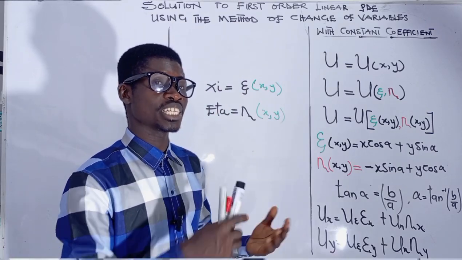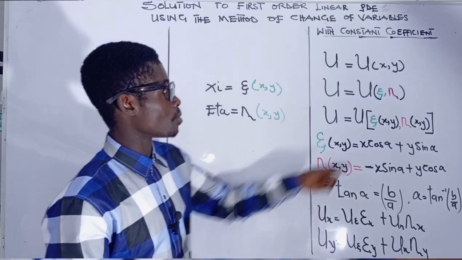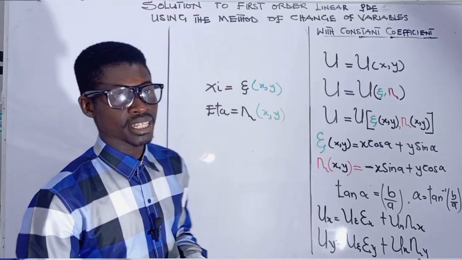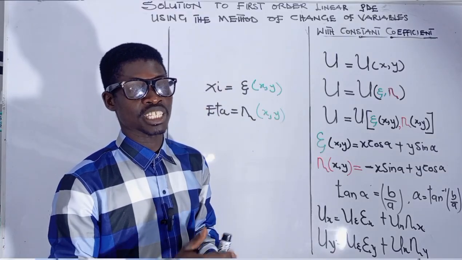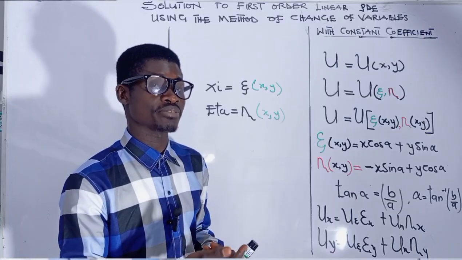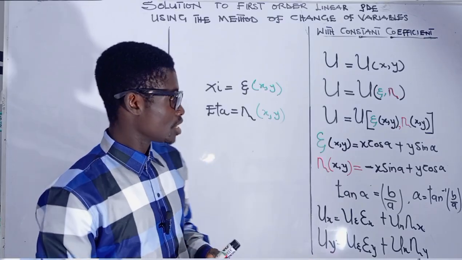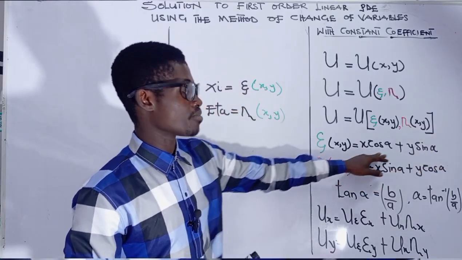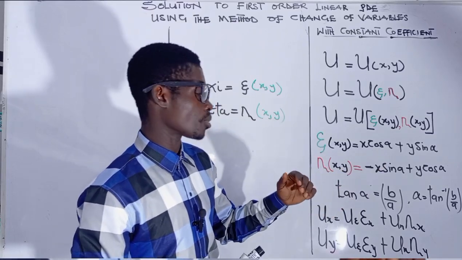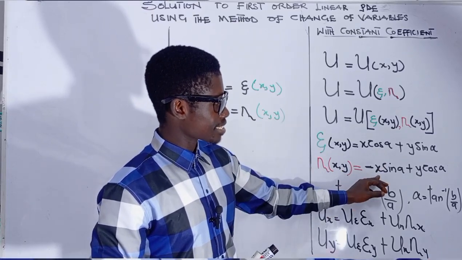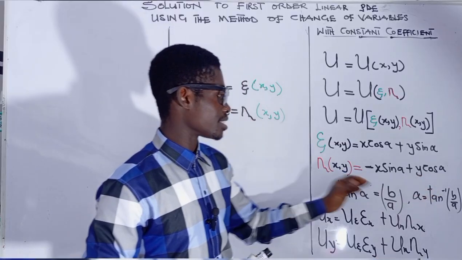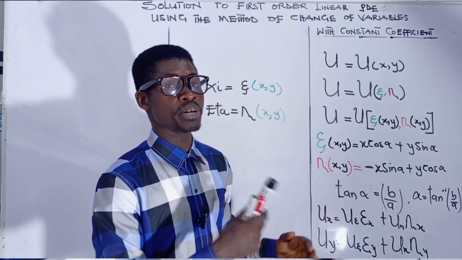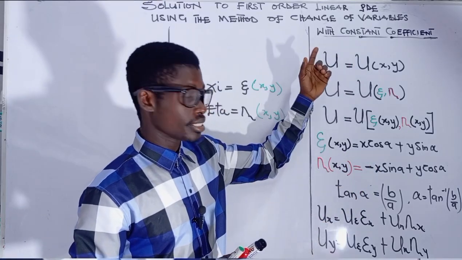What you must know is that with the change of variable, we are going to change the independent variables from x and y to xi and eta. Now we have an expression for xi and an expression for eta, which we are going to use frequently under this method. Xi is given as x cos alpha plus y sin alpha. Eta is defined as minus x sin alpha plus y cos alpha. Please take note of these expressions very well because we'll be making use of them under this particular method.